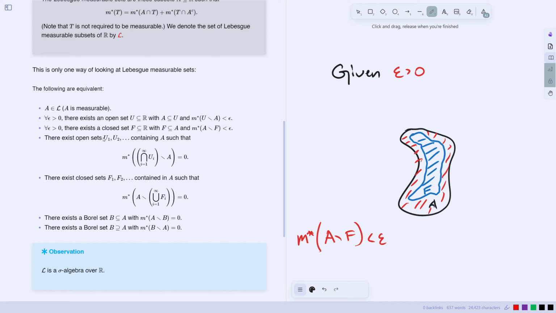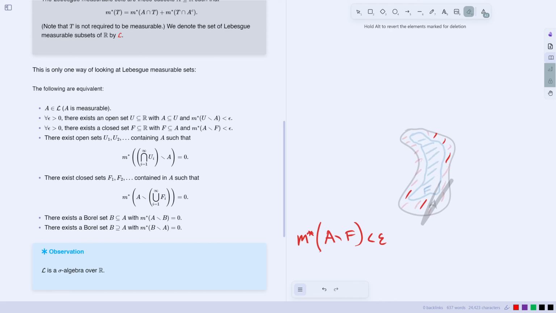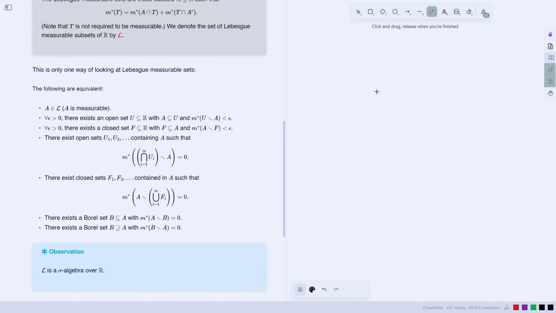There exist open sets, U1, U2, and so on, all containing A, where the Lebesgue outer measure of the intersection of all of those open sets, remember, each of them contains A, so A is an element of this, the difference between that and A is 0. We'll do a quick computational example. I don't think we'll really be using these. They might be helpful in some proofs. But we're just going to cover one of these and move on.